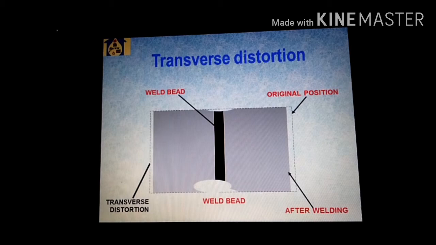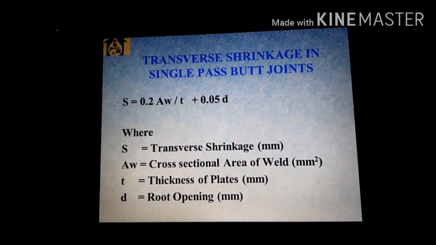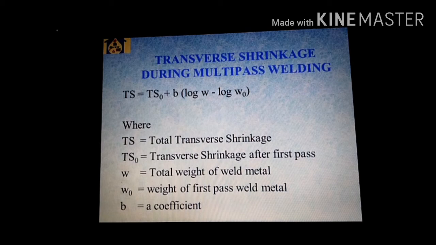Example of a transverse distortion. Transverse shrinkage, single pass butt joint: transverse shrinkage = 0.2 × cross-section area divided by thickness plus 0.05 × root opening. During multi-pass welding, transverse shrinkage TS = TS1 + b log W, where b is a coefficient, W is the total weight of weld, minus log of total weight.